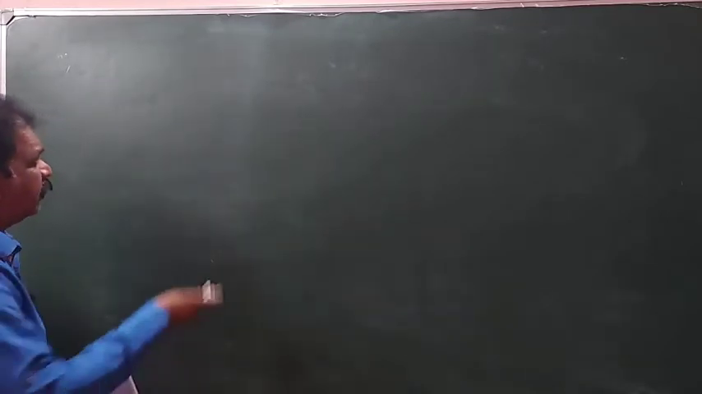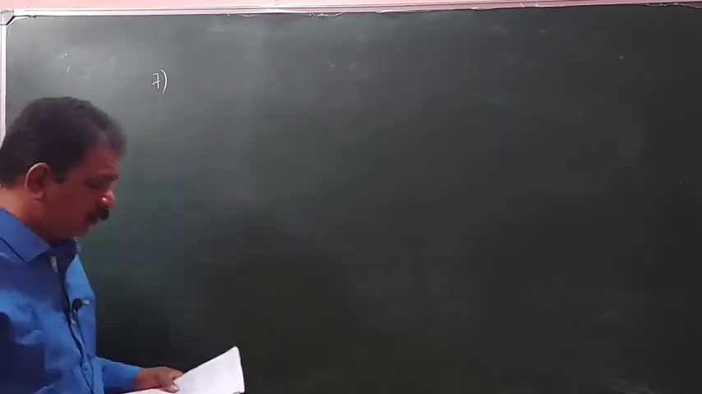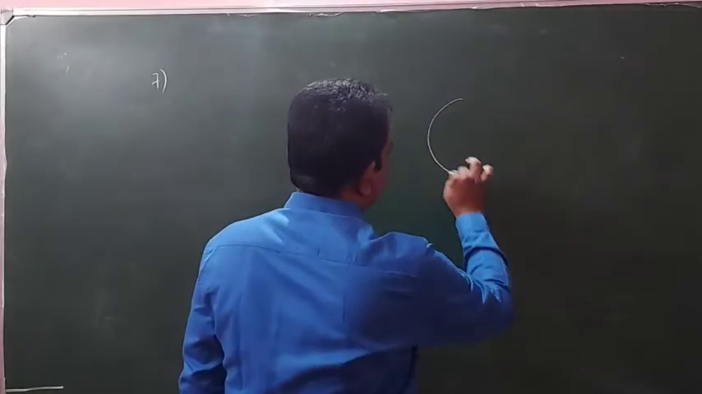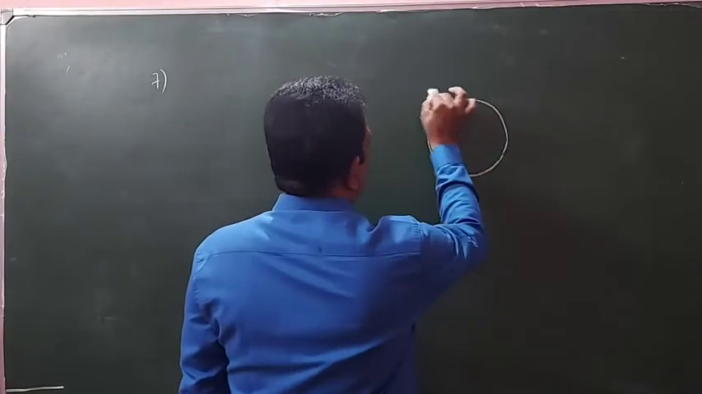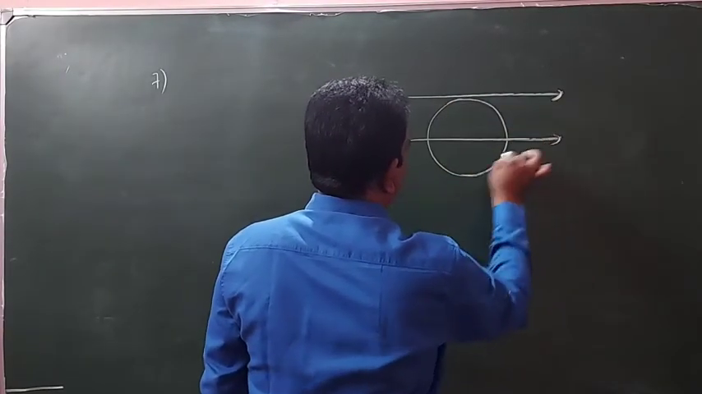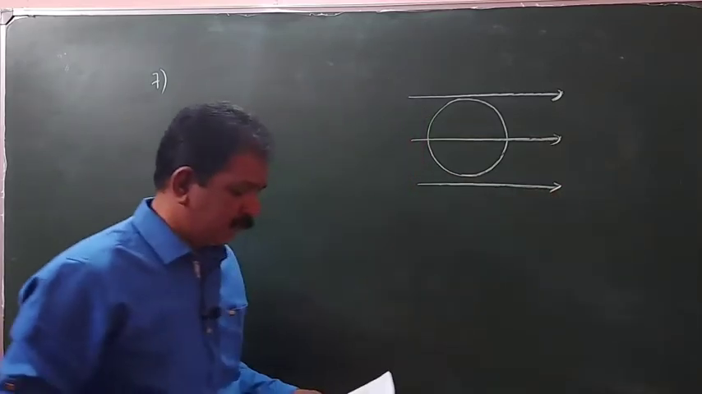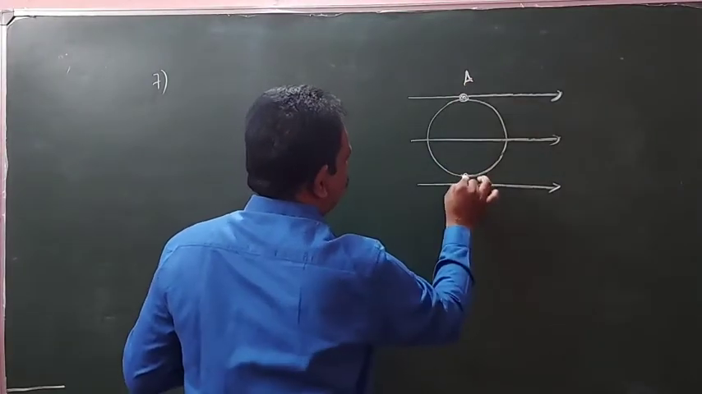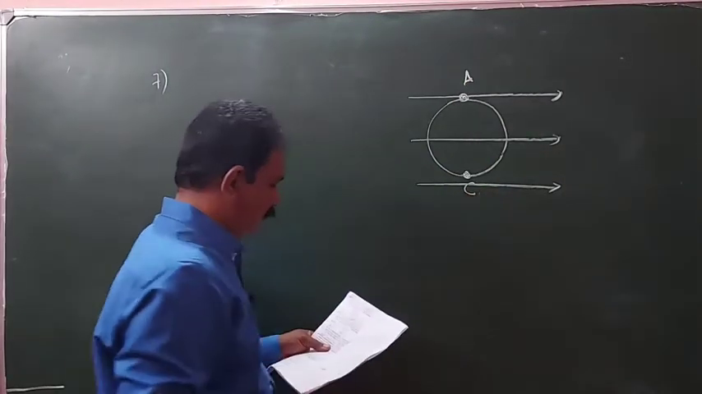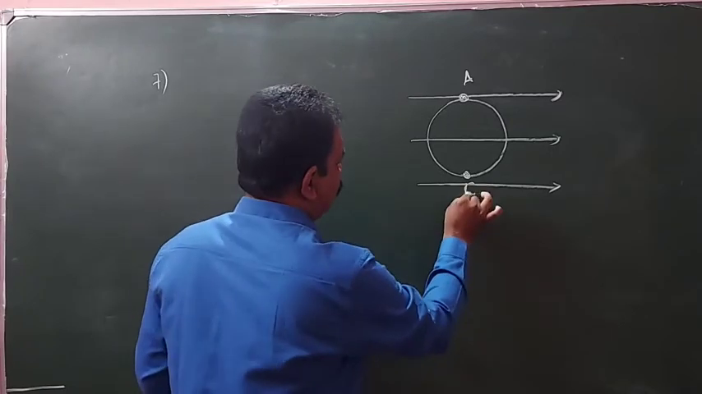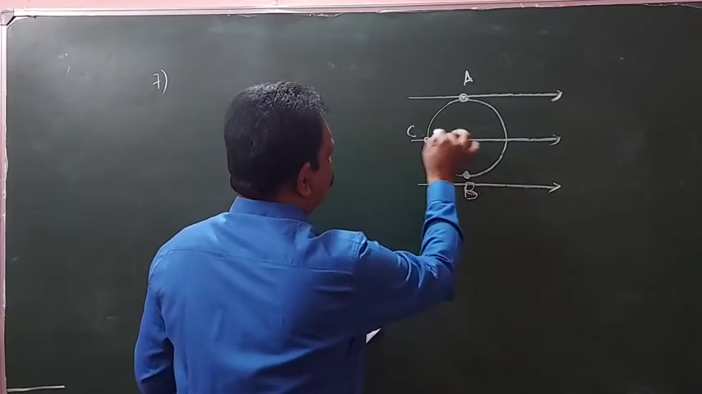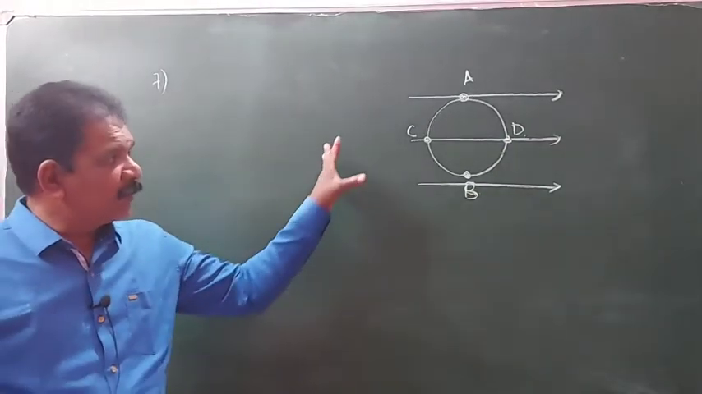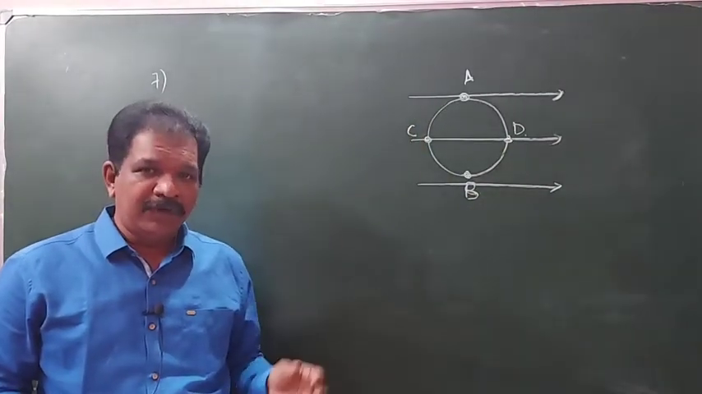Then see the seventh. Uniform electric field is there. Here point A is there, here point C, here point B, here it will be C, here it will be D. What is the relation between the points?